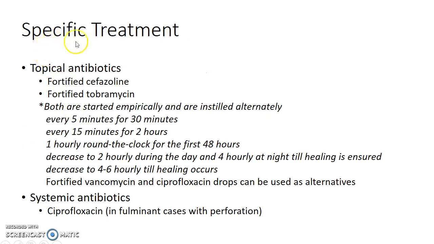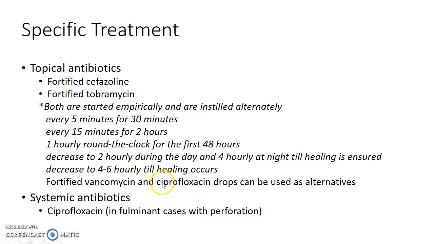Now let us see about the specific treatment of a case of bacterial corneal ulcer. This is the treatment given in Hypopyon corneal ulcer also. Topical antibiotics like fortified cefazolin and fortified tobramycin should be given. Both these drugs are started empirically and are instilled alternately. They are instilled every 5 minutes for 30 minutes. Then they are instilled every 15 minutes for 2 hours. After that, 1 hourly round the clock for the first 48 hours. Then decrease the dosage to 2 hourly during the day and 4 hourly at night till healing is ensured. Then decrease the dosage to 4 to 6 hourly till healing occurs.